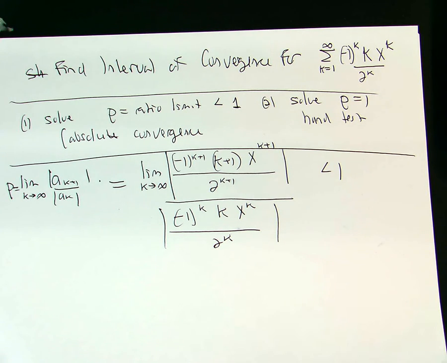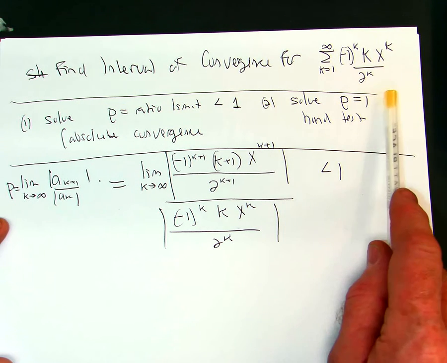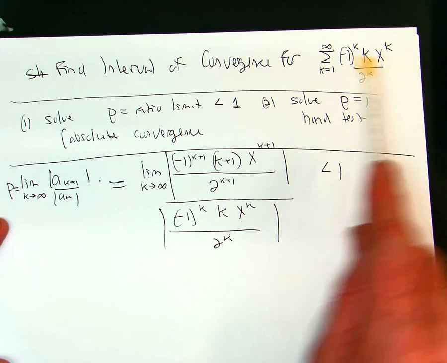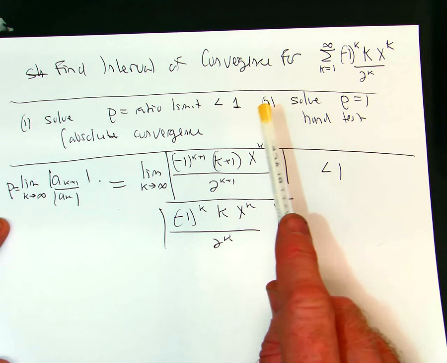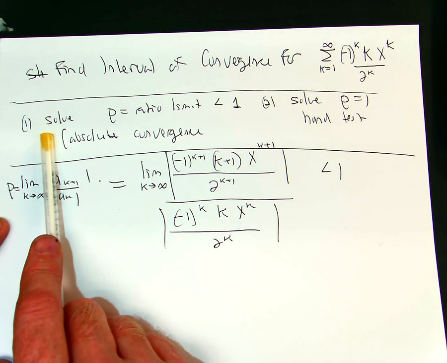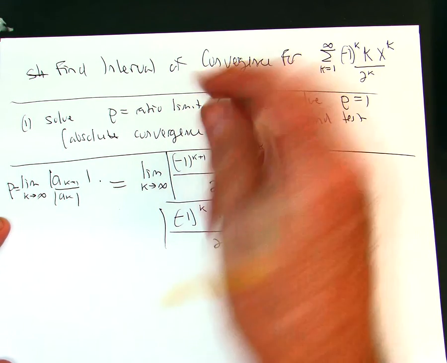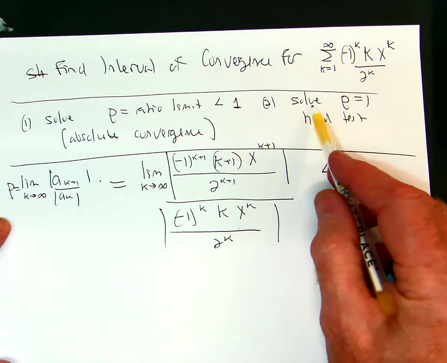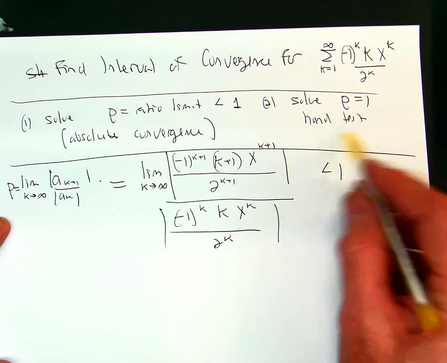Okay, I ended the last video somewhat abruptly. So what I'm going to do here is find the interval of convergence for this series using the ratio test. The two steps are similar to what we did with the root test. I'm going to solve ratio limit less than 1, and that's where I have absolute convergence. And then I'm going to solve ratio limit equals 1, and I have to test those points by hand.